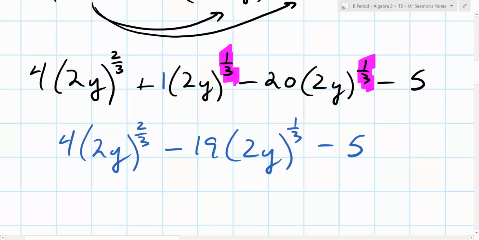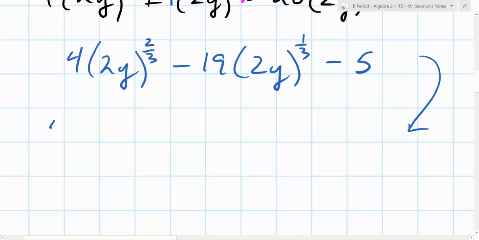Leave it there. I like that. That would be as far as you can go. You can't combine anything else. Why can't you combine anything else? Why? The powers are different. There are no like terms anymore. Yes, the powers are different.